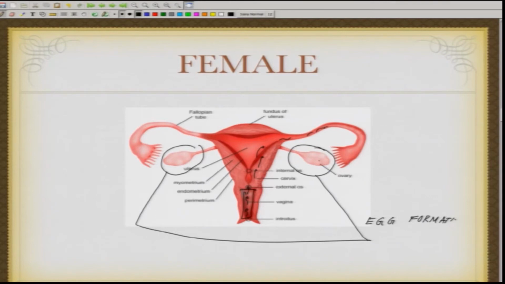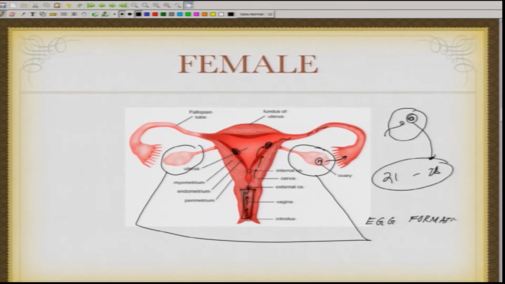And every time an egg is being formed here, it is picked up by the fallopian tube, and it remains stored somewhere out here before either that egg gets fertilized by a sperm, or this egg will be rejected from the female body every month once, or between 21 to 28 days, depending on the cyclicity of the female, and it will be thrown out of the body. This is essentially the menstrual cycle, what we talked about.